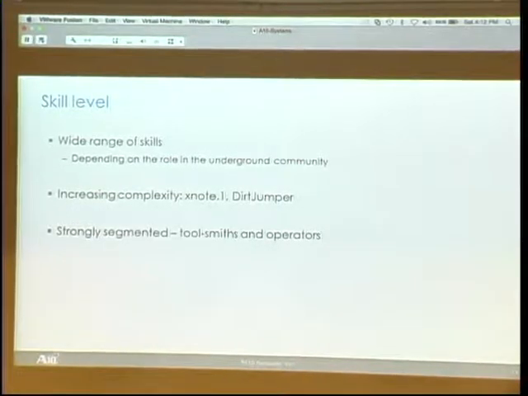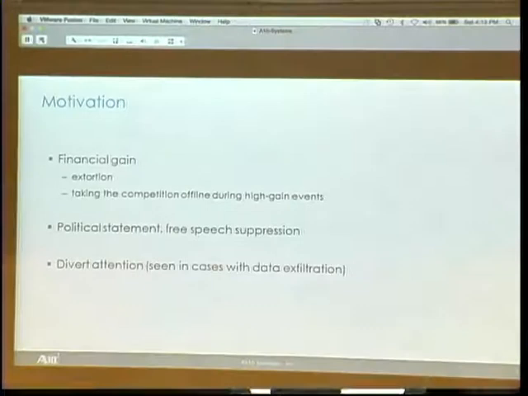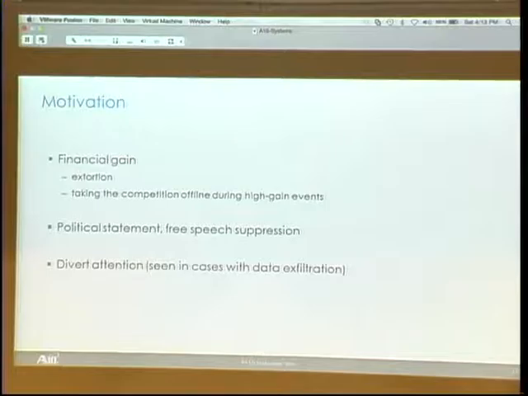segmentation of the market between the toolsmiths and the people that are actually using those tools. And the toolsmiths just make money out of selling those kits. They can vary between $50, $60 to $300, $400, then somebody else goes and uses them. Now, motivation, financial, can also be used to suppress speech.